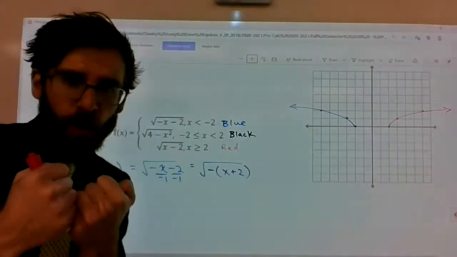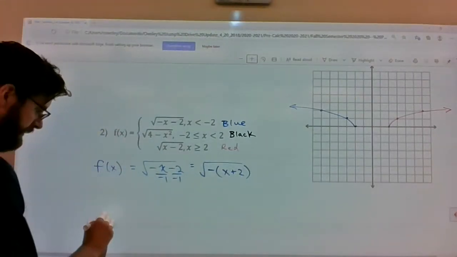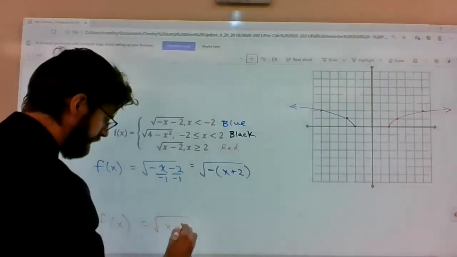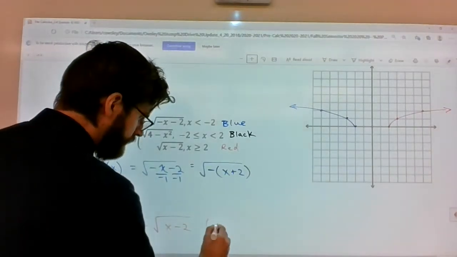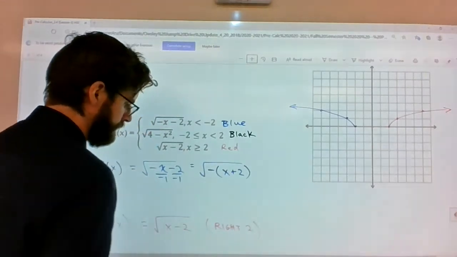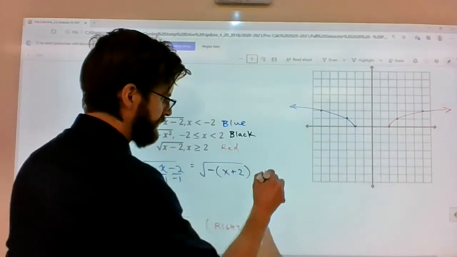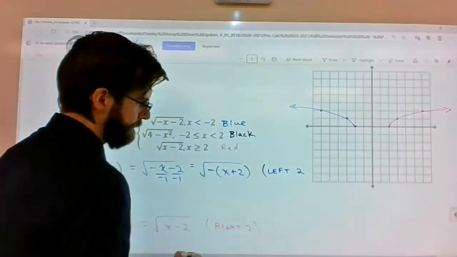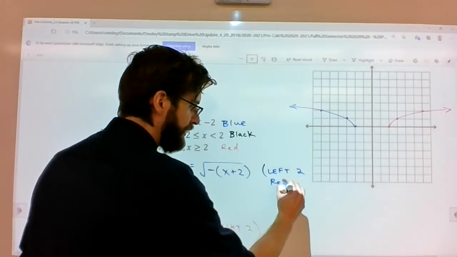So somebody's got to hold the middle together. So this one was right 2. This one was left 2. Reflected horizontally.